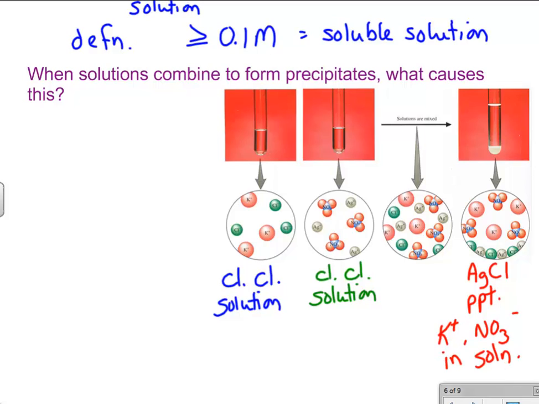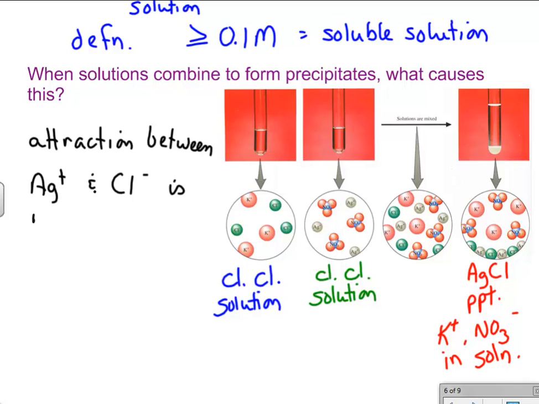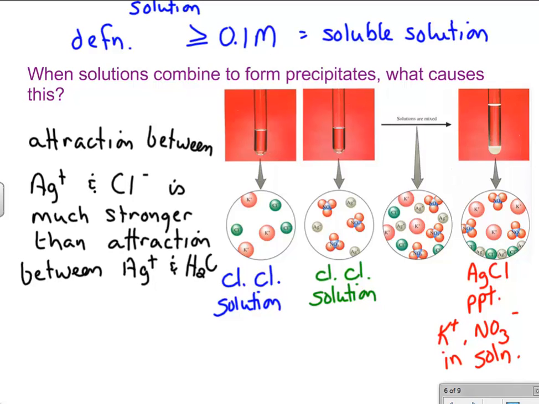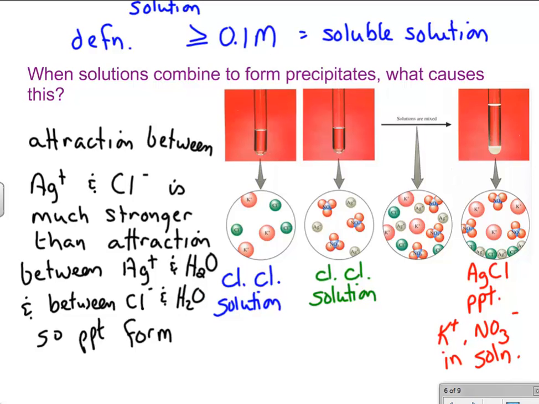chloride as a precipitate. Why does this happen? Again, it has to do with attraction. In this case, the attraction between the silver ion and the chloride ion is much greater. So those two ions will combine and attach to each other. Then the attraction between the silver ion and the water molecule and between the chloride ion and the water molecule. Because the silver ion chloride ion attraction is so strong, we get a precipitate forming.